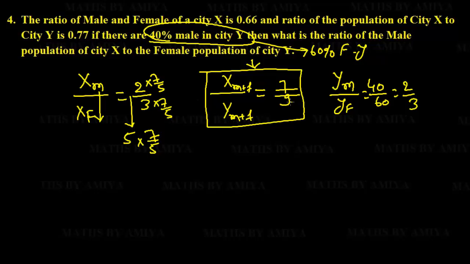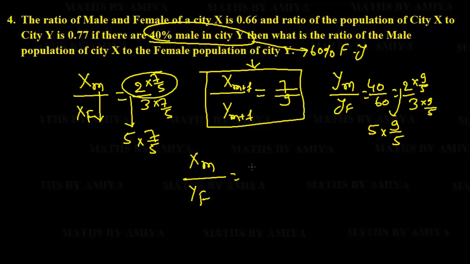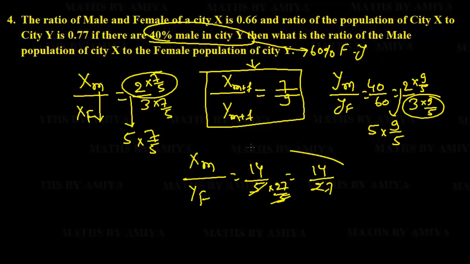Here Y's male plus female is 9, and according to the ratio it is 5. We want 9 and 5 is given, so divide by 5, multiply by 9. For each term, 9 by 5, and we merge the ratio with the reference terms. And what do we want? The male population of X, XM, to the female population of Y, YF. XM is 14 upon 5, and YF is 27 by 5. The 5s cancel out. So our required answer is 14 upon 27.